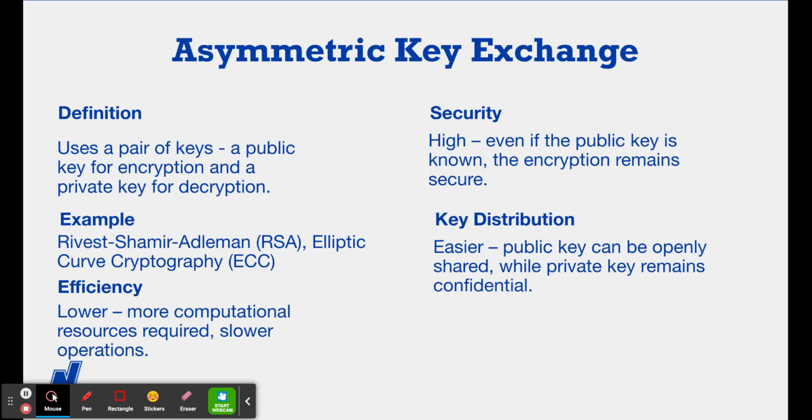When Bob receives the message, he can then decrypt it using his private key. The beauty of this process of asymmetric key exchanges is that it negates the need for Alice and Bob to share a secret key in advance. Examples of asymmetric key exchanges include RSA and ECC, as we discussed before, both of which are widely used in secure communications.